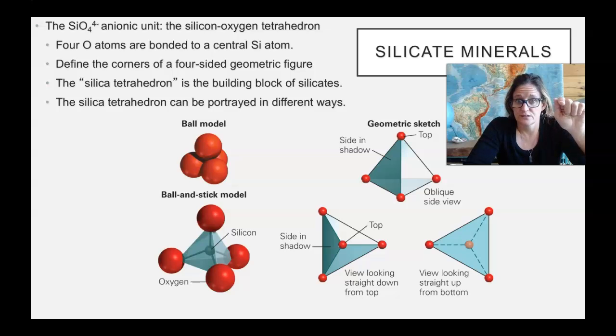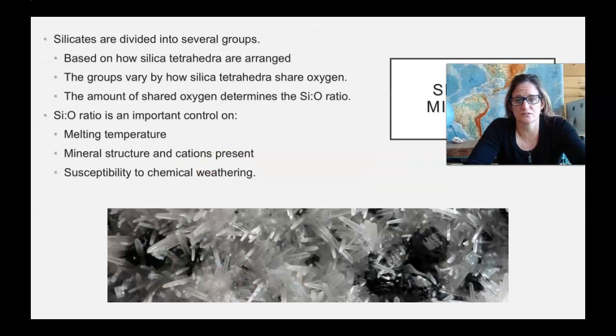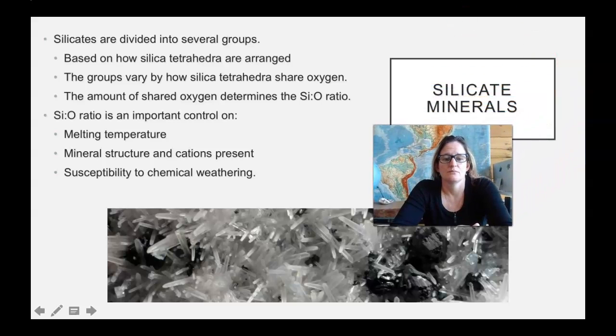Okay, now all those tetrahedra fit together in different ways. We call those the different silicate structures. So let's look at those groups, and it's all about the ratio of silicon to oxygen and how many corners are being shared. Once you can figure out that ratio and what's being shared with all the tetrahedra, it can tell you a lot about melting temperatures, what cations can fit in there, and susceptibility to chemical weathering. That's beyond the scope of this course to get to that detail, but we'll look at some of those structures.